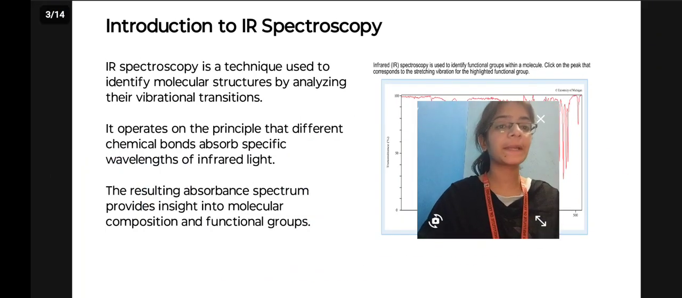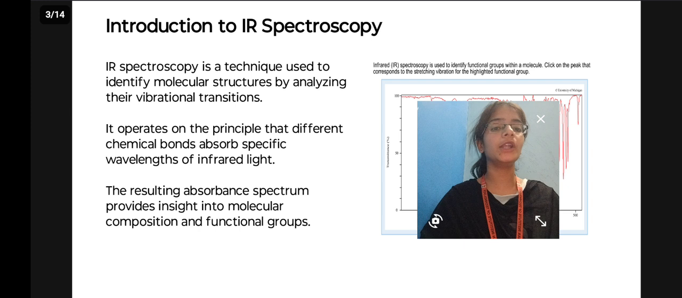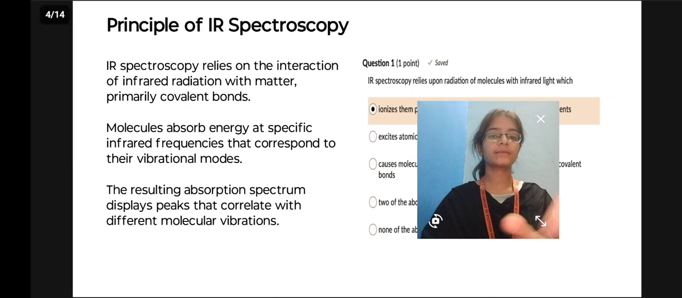Introduction to IR spectroscopy. IR spectroscopy is a technique used to identify molecular structures by analyzing their vibrational transitions. It operates on the principle that different chemical bonds absorb specific wavelengths of infrared light. The resulting absorption spectrum provides insight into molecular composition and functional groups.